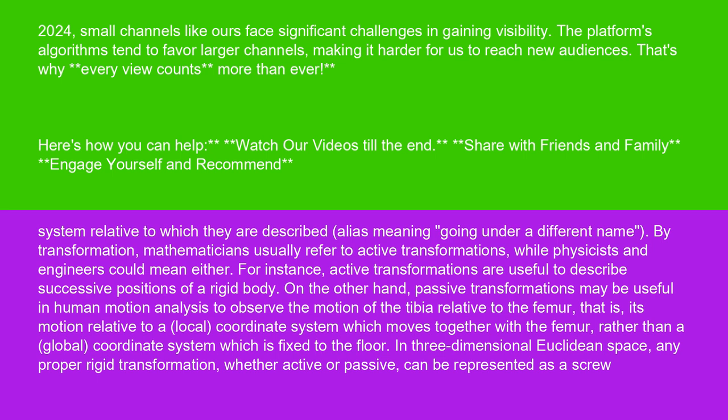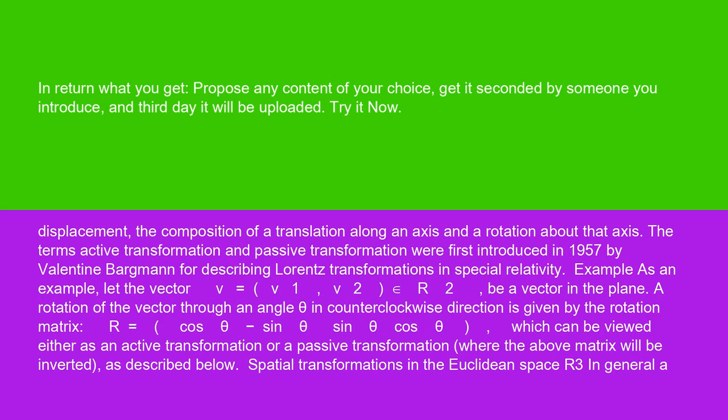In three-dimensional Euclidean space, any proper rigid transformation, whether active or passive, can be represented as a screw displacement, the composition of a translation along an axis and a rotation about that axis. The terms active transformation and passive transformation were first introduced in 1957 by Valentine Bargmann for describing Lorentz transformations in special relativity.